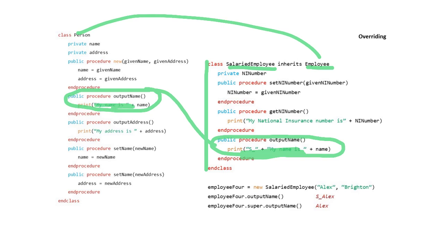So here we have employee 4. We're going to make him a new salaried employee, and we pass in the details Alex and Brighton. If we say employee4.outputName, it's this overridden code which is run, so we get s_my name is Alex. So we'll end up with s_Alex. If we do super, then we go back and run the original code, and we'll just end up with my name is Alex.